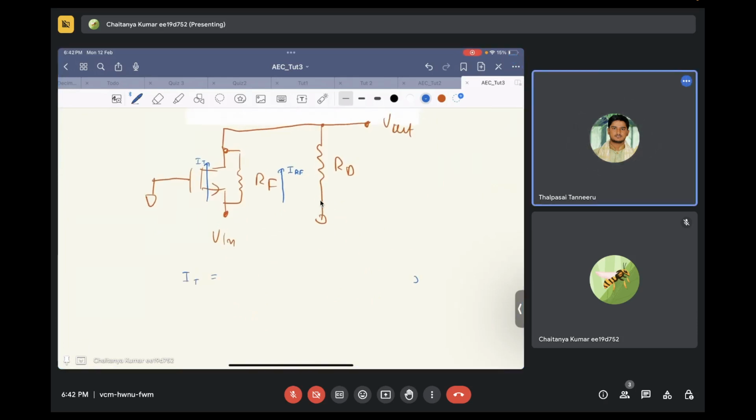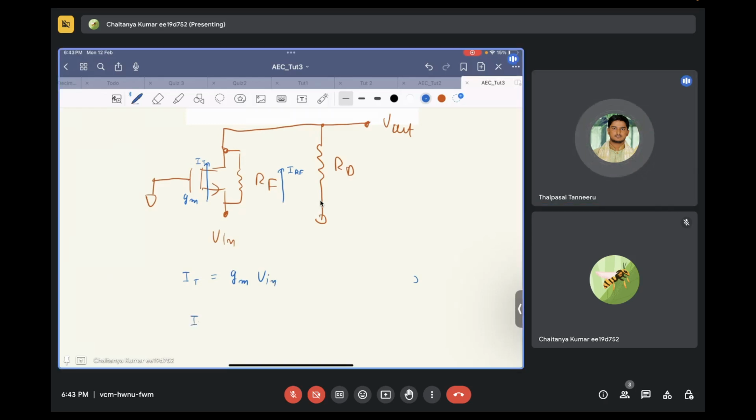What is the value of IT? The transconductance times Vin, GmVin. Correct. What is the value of IRF? Vin minus Vout by RF.